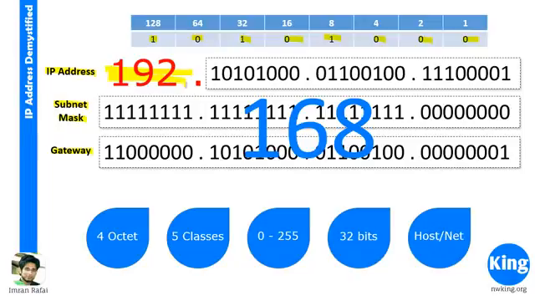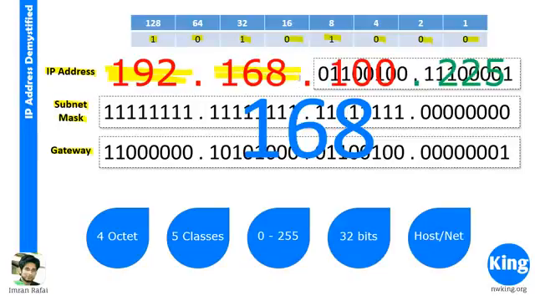Similarly, we could convert the next octet, that is 10101000, which is nothing but 128 plus 32 plus 8. So 128 plus 32 plus 8 is 168, and we can represent this octet as 168. Similarly, if you follow the same procedure, you could convert all these numbers to their decimal equivalent.